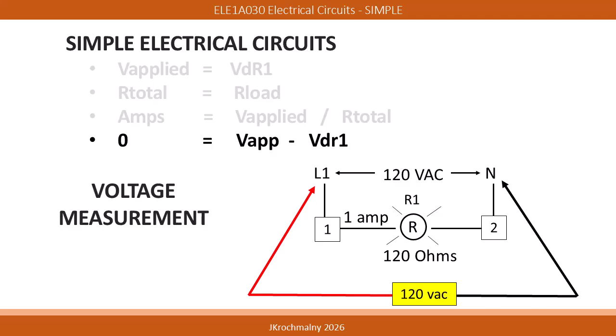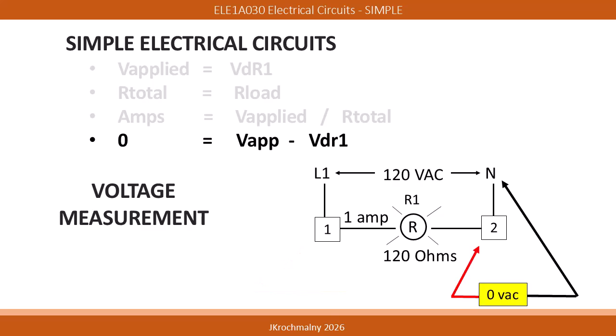Just like our previous water circuit, we can see this applied voltage pressure being present at L1 and measured referencing termination N, we see 120 volts AC. Notice that if we measure the voltage between terminal 1 and N, we also see 120 volts. Now, measuring the voltage between terminal 2 and N, we see 0 volts. This proves that in the case of this simple electrical circuit, the value of 0 is equal to the voltage being applied to the circuit minus the voltage drop across the load.